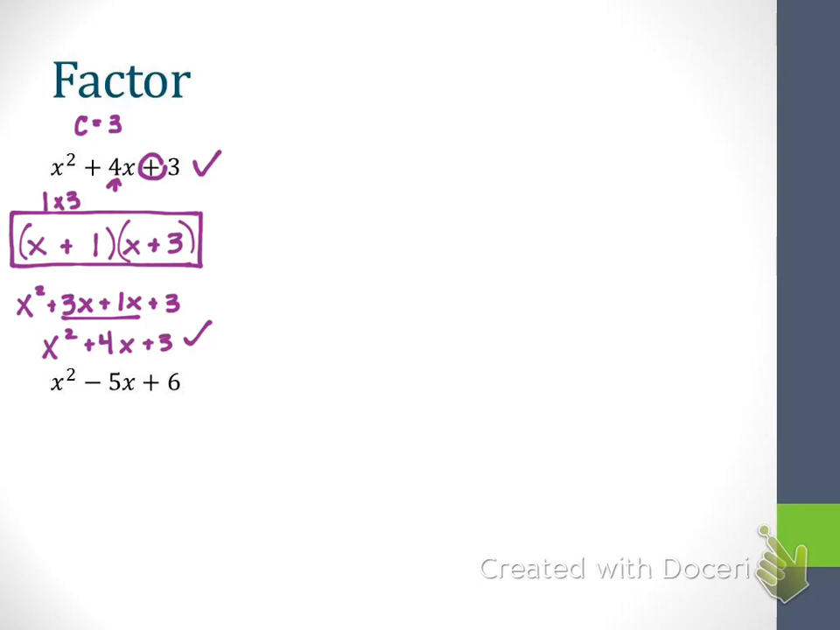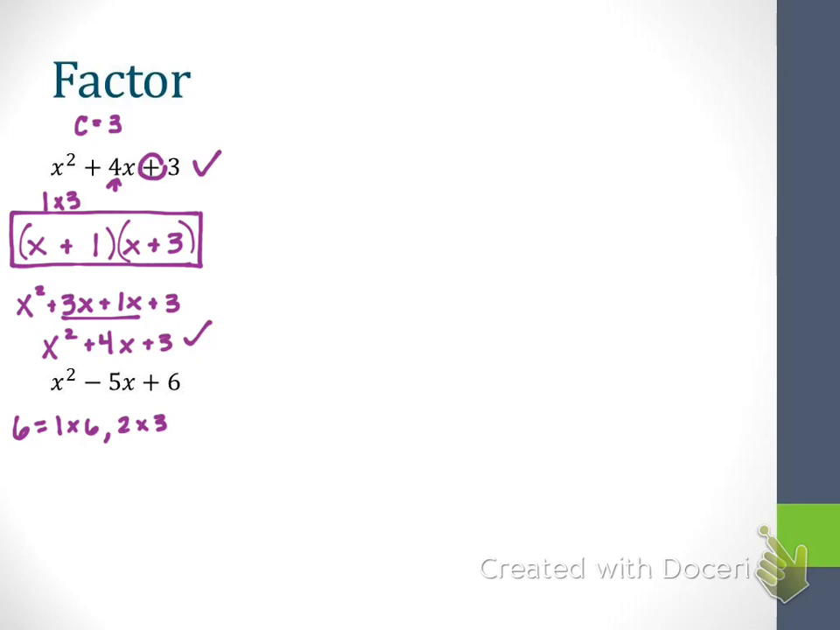X plus 1 times x plus 3. All right, let's do the same thing. What is C in this equation? 6. So let's list the factors of 6. 1 times 6. 2 times 3. Are there any other factors of 6? No, there are not.